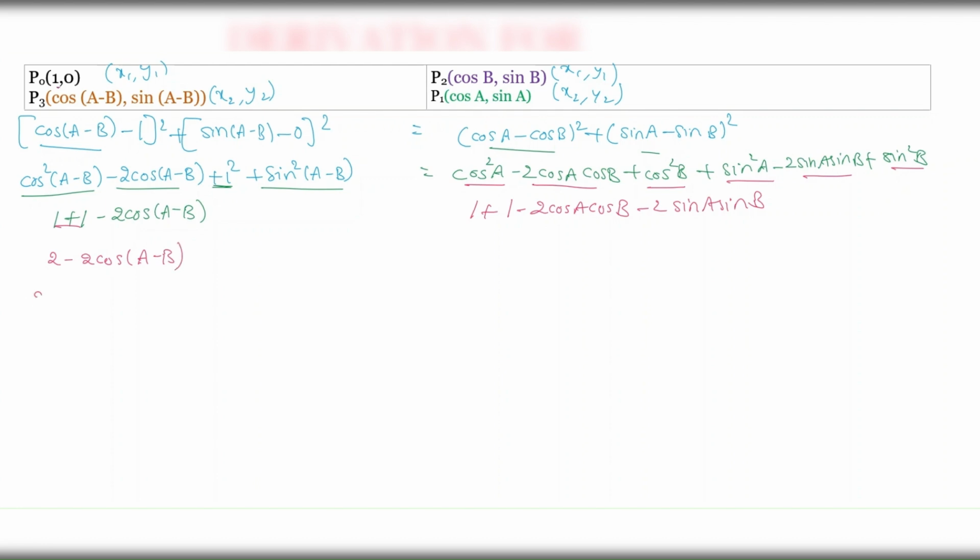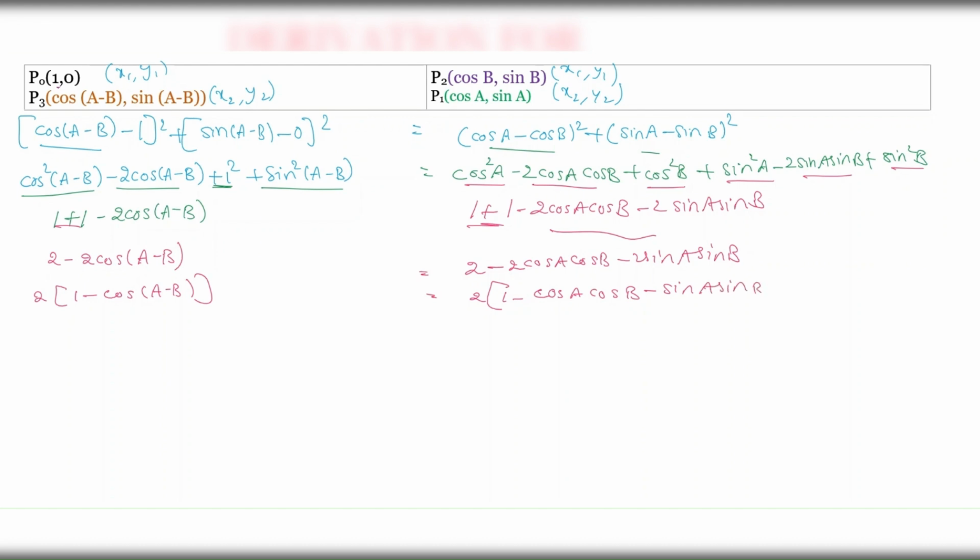Take 2 outside, that makes 1 minus cos of a minus b. On the other side also 1 plus 1 is 2, minus the entire term here, 2 cos a cos b minus 2 sin a sin b. From this also we will try to take 2 out. So that makes 2 of 1 minus cos a cos b minus sin a sin b.